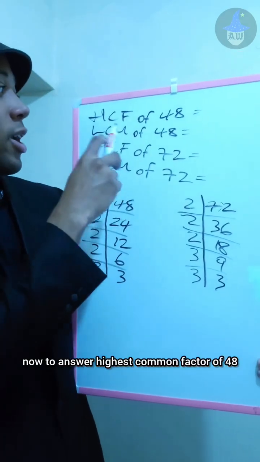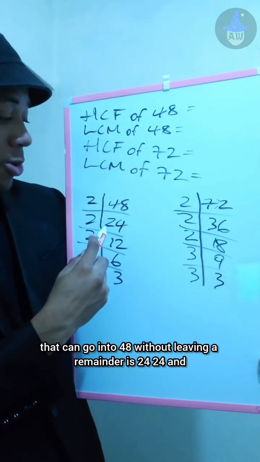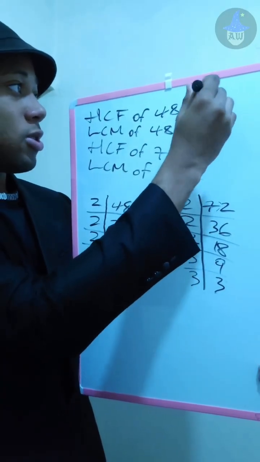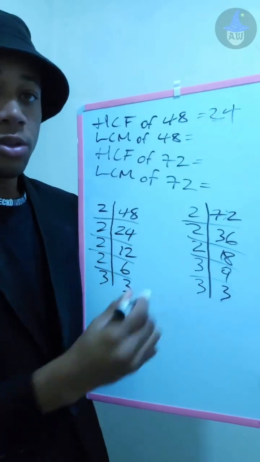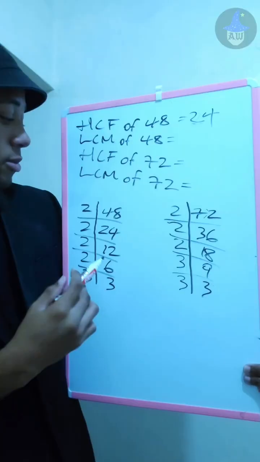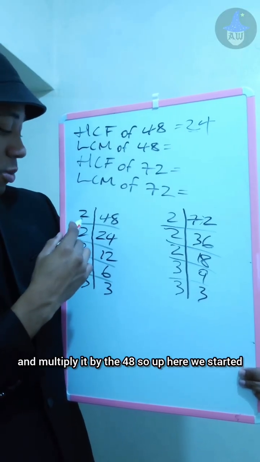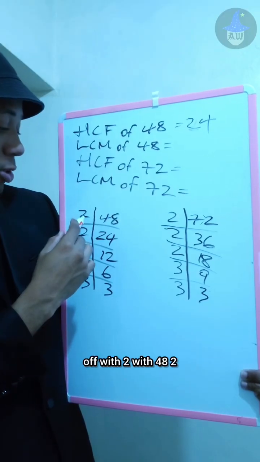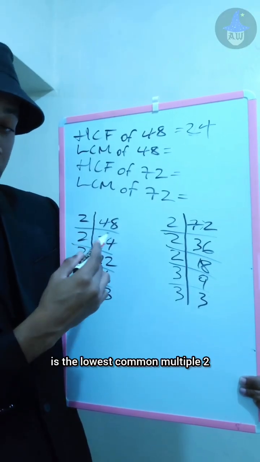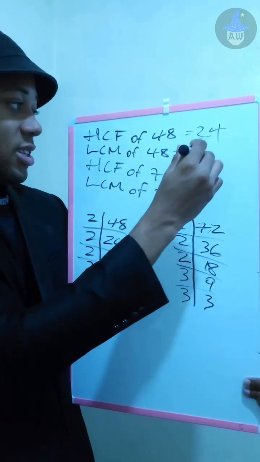Now to answer, highest common factor of 48, you look at the table, the largest number that can go into 48 without leaving a remainder is 24. And then lowest common multiple of 48, you search for the highest power and multiply it by the 48. So up here, we started off with 2 with 48. 2 times 48 is the lowest common multiple. 2 times 48 is 96.